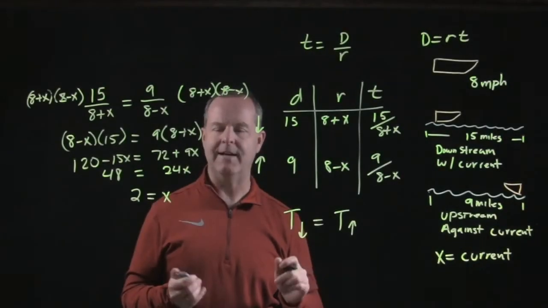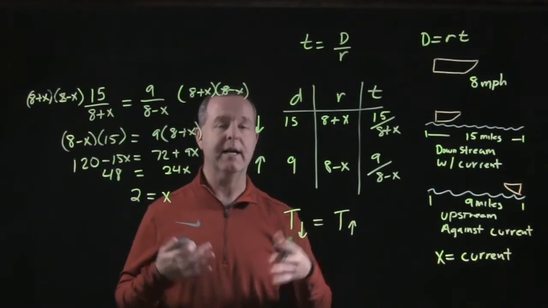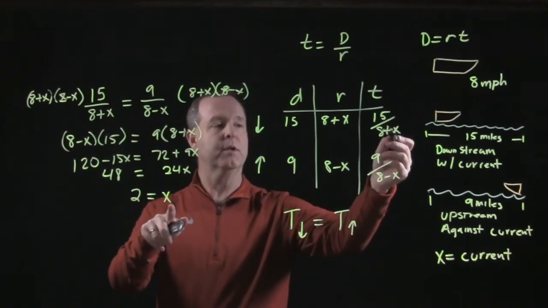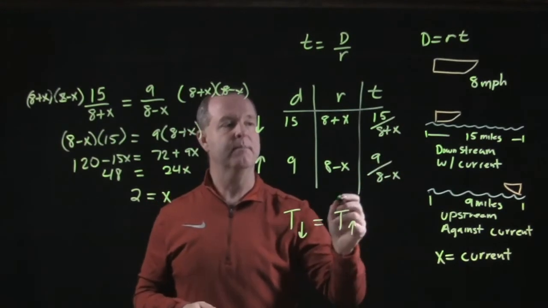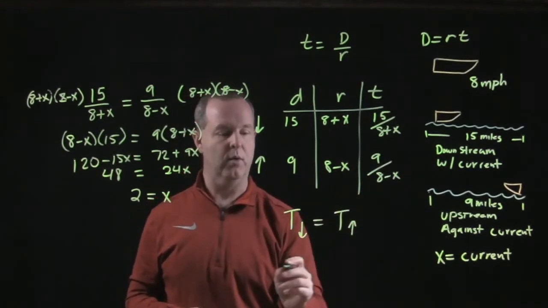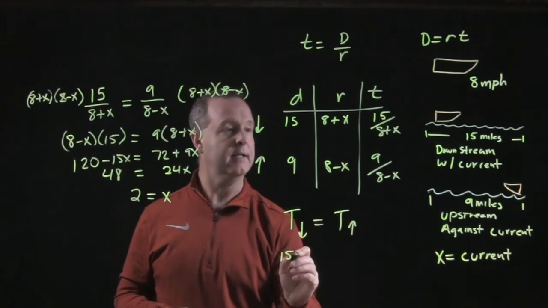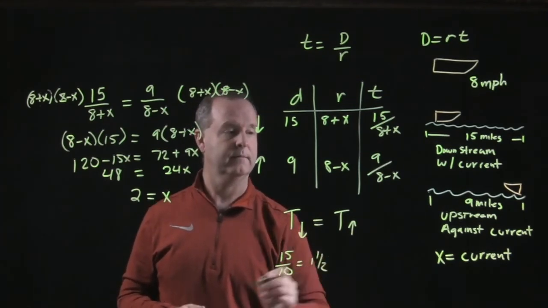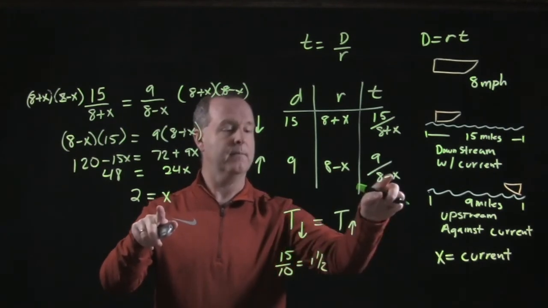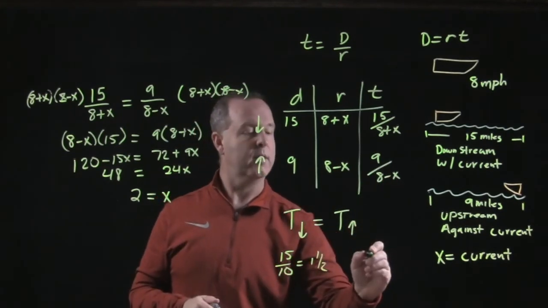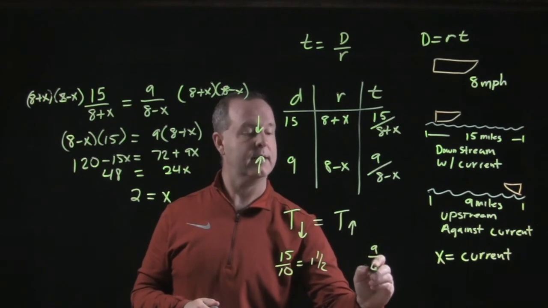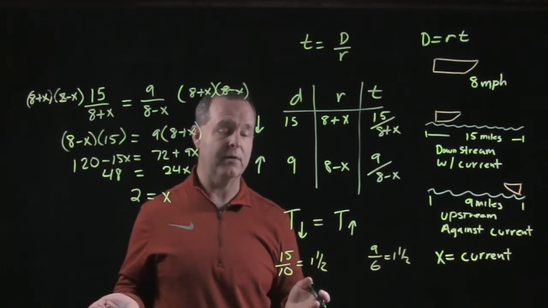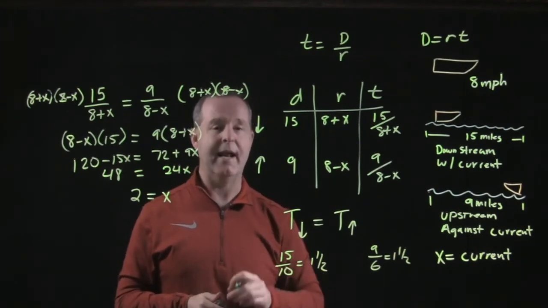And then when we look at that, we can also use that information to kind of figure out what was the time that it took me to do that. So if x equals 2, I know my time downstream then becomes 15 divided by 10, which equals 1 1/2. And I can check that again with 2. The time upstream was 9 over 6, which also equals 1 1/2. So the time it took me to go downstream and upstream was 1 1/2 hours apiece.